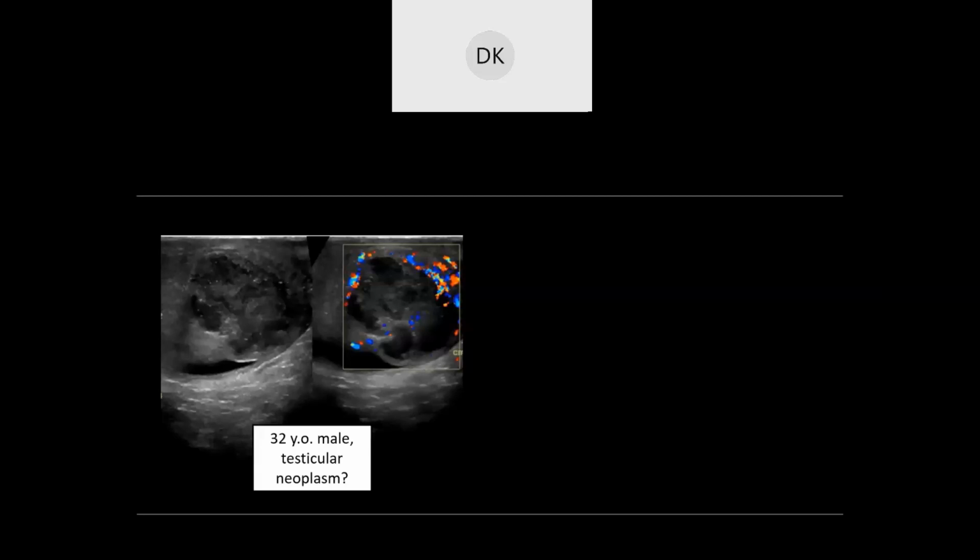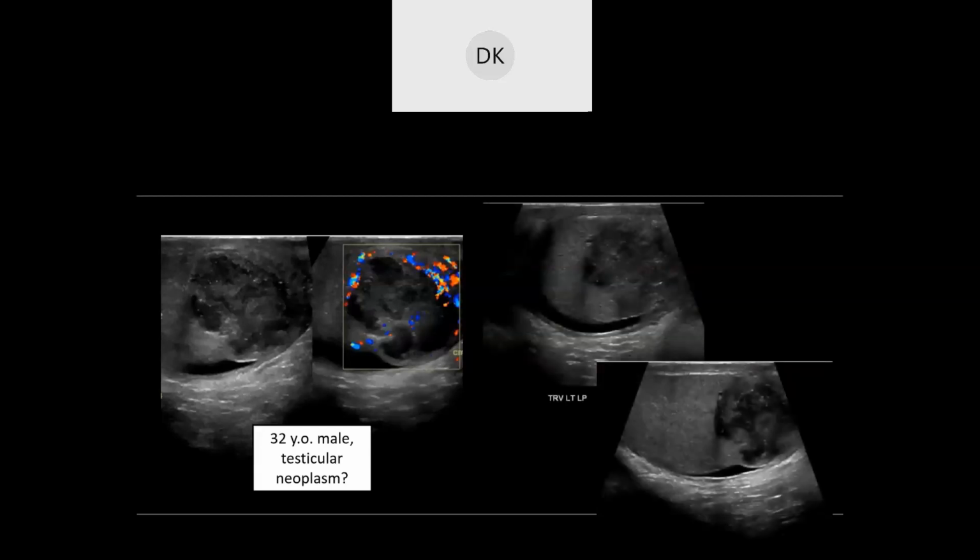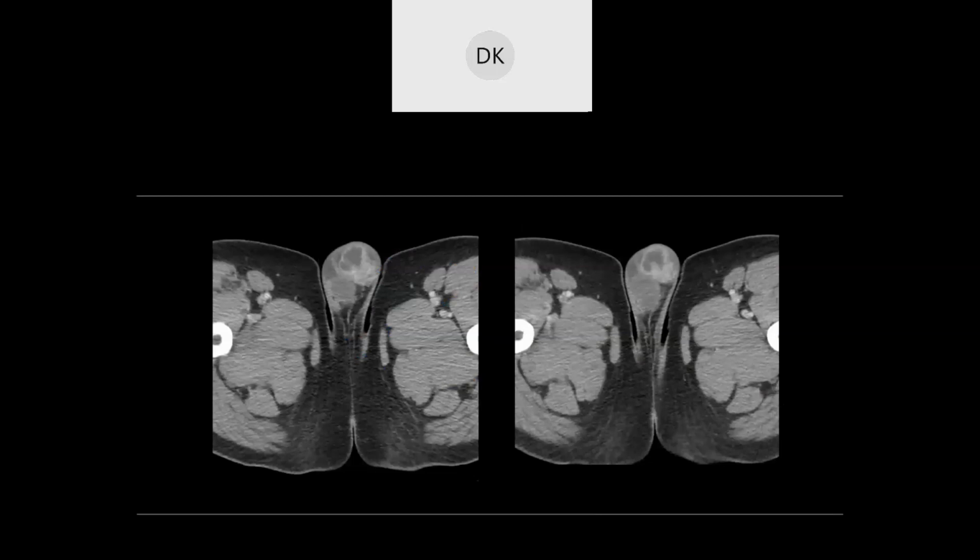Now, this actually looks a little similar, doesn't it? And that's a clue. This was a 32-year-old male who presented with a clinical suspicion of a testicular neoplasm. And you can see in the testis here, there is this kind of expansile mass-like focus that has some peripheral flow. And the rest of the testis looks okay, but it does look rather suspicious. The patient also had a CT scan showing, again, that kind of left testicular mass, and actually underwent orchiectomy.